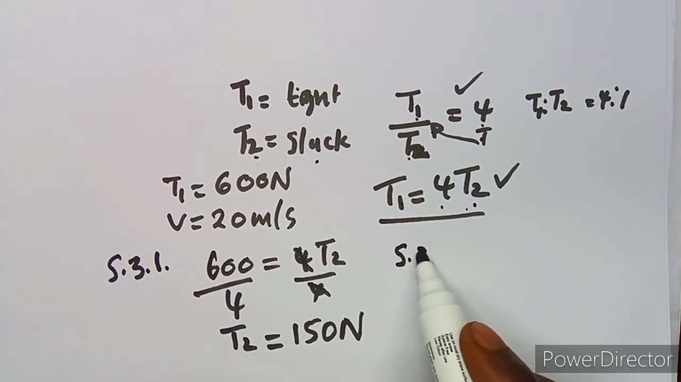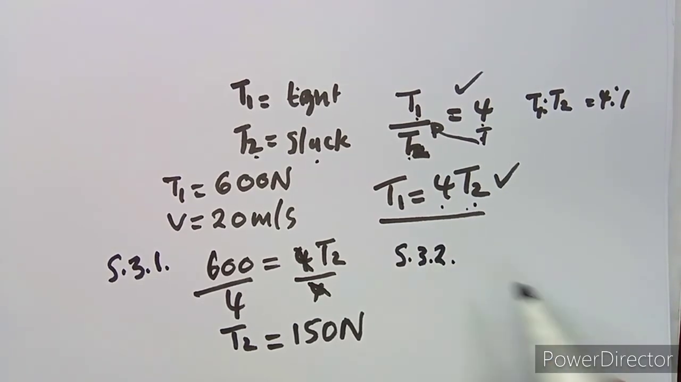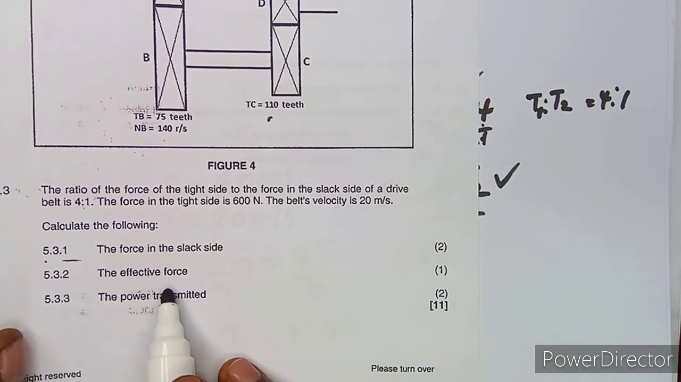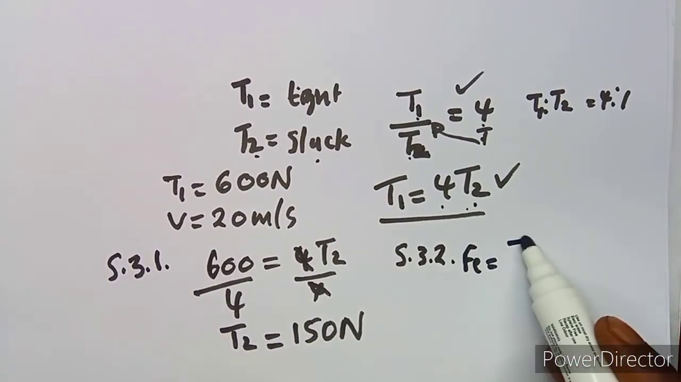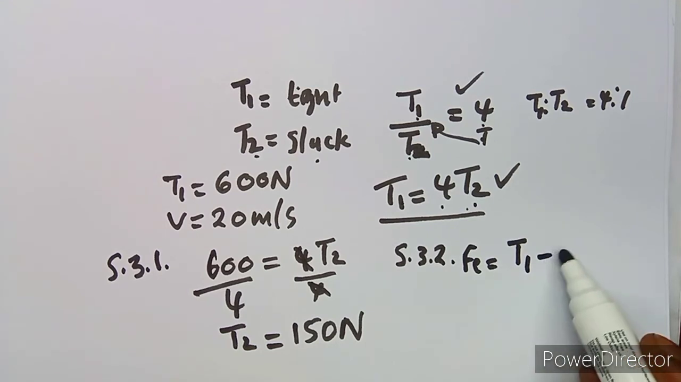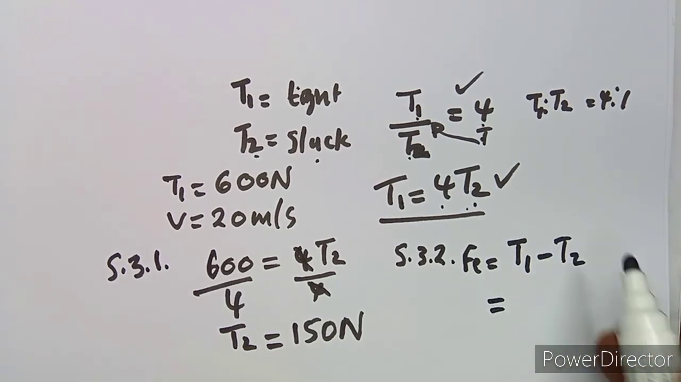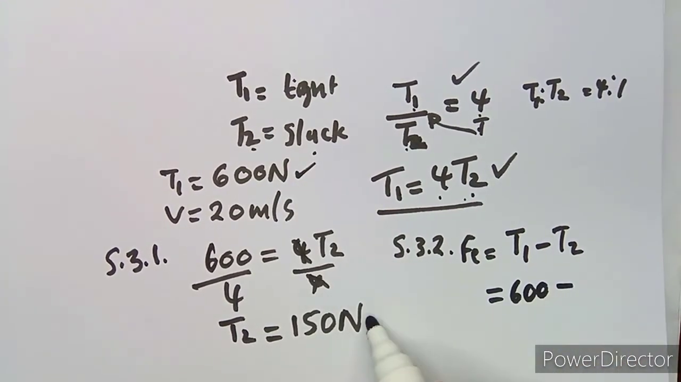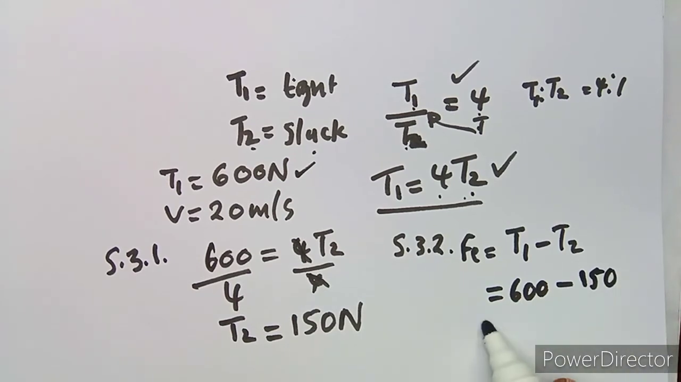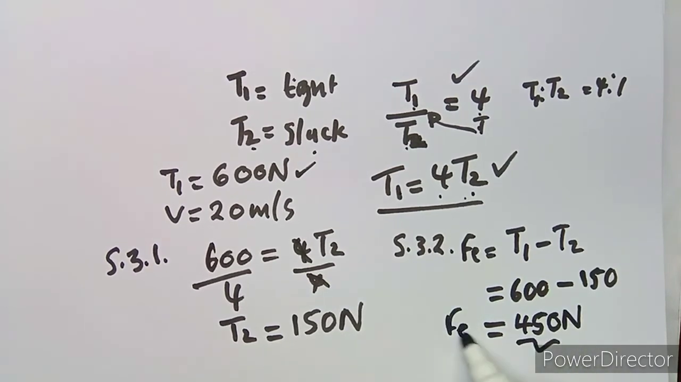Now 5.3.2. What are we asked to find here? The effective force. Remember, we talked about the effective force also, that the effective force is the difference between the tight side and the slack side, T1 minus T2. So our T1 is 600 minus T2, which is 150. The difference there is your effective force, which is 450 newtons. So you've got the effective force, which you can write as Fe.